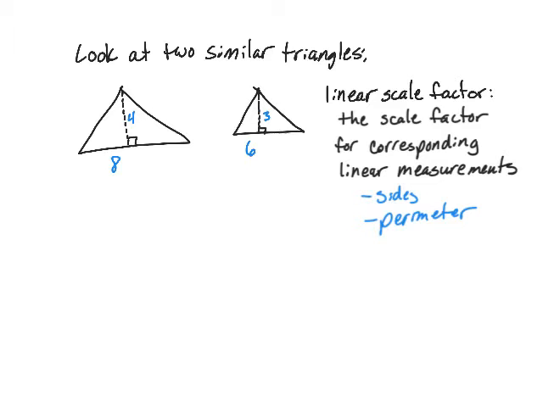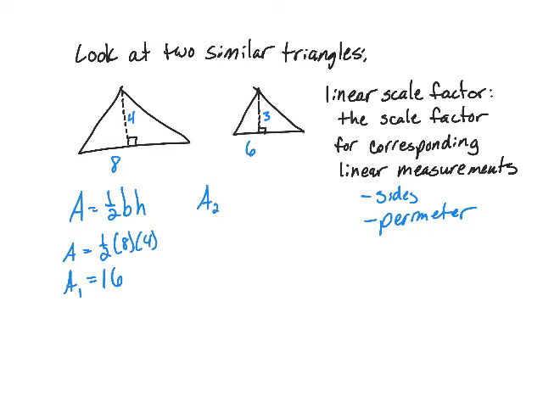What we want to do here, though, is find the areas of these two triangles. The formula for area is 1/2 the base times the height. If I find the area of the larger triangle, it's 1/2, 8 times 4. So that's going to be 16. That's the first one. The area of the second one is 1/2, 6 times 3, and that's going to be 9.